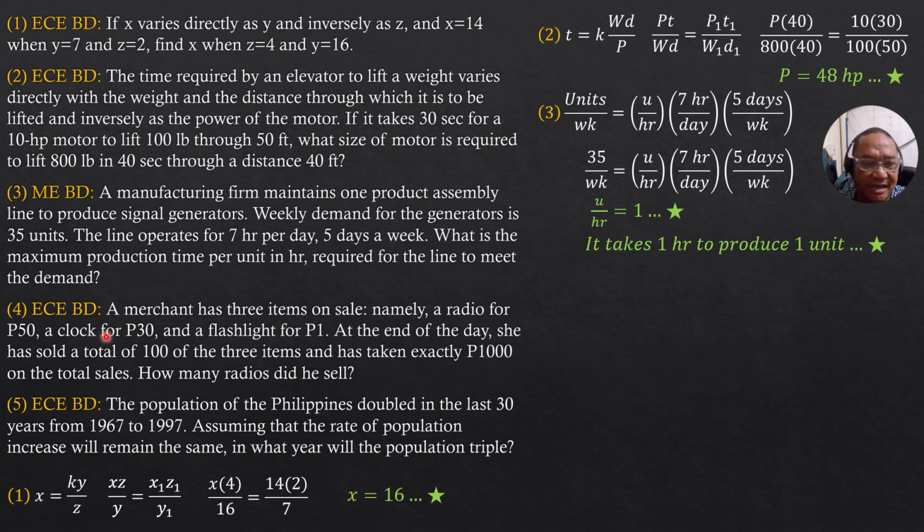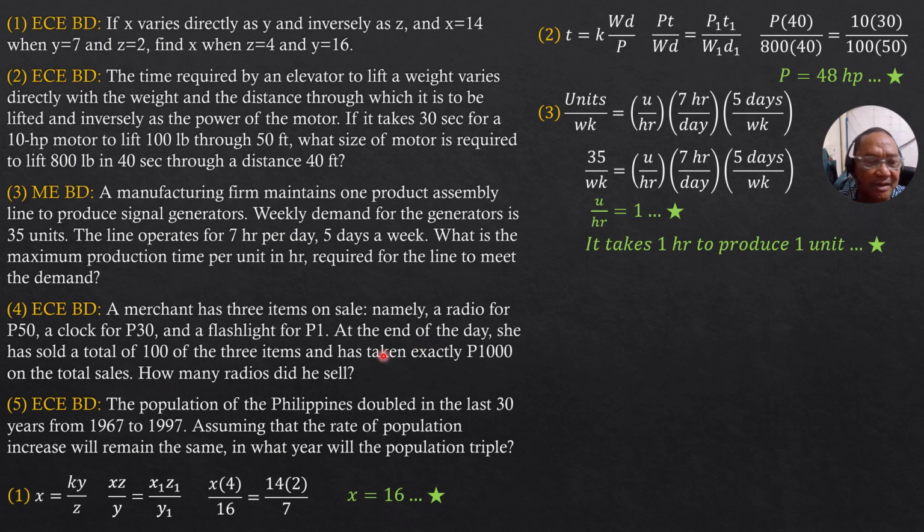Number 4, this is a Diophantine equation problem, where the number of equations is less than the number of unknowns. So a merchant has 3 items on sale, namely a radio for 50 pesos, a clock for 30 pesos, and a flashlight for 1 peso. At the end of the day, she has sold a total of 100 of the 3 items and has taken exactly 1,000 pesos on the total sale. So how many radios did she sell?